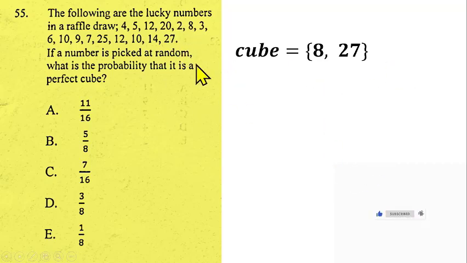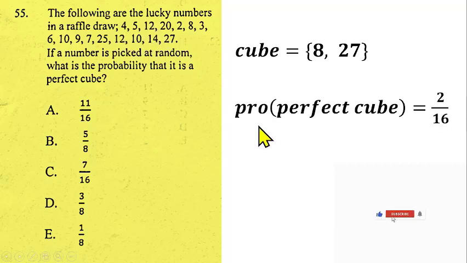So for the probability, we need to know how many data we have here. I think there are 16 numbers if you count the data. So the probability of a perfect cube is 2 out of 16, that will be 2 over 16. And if you reduce that, it gives us 1 over 8, which is option E.